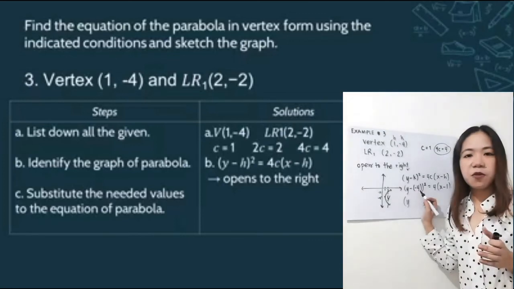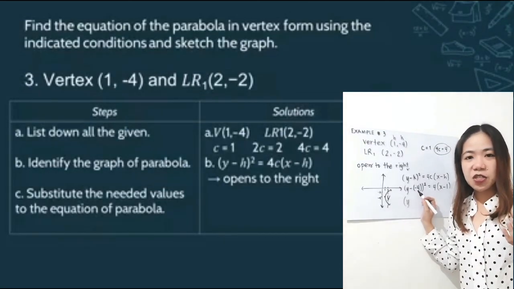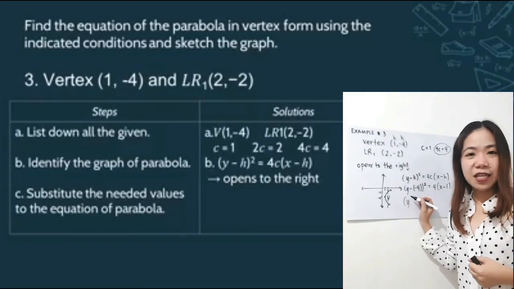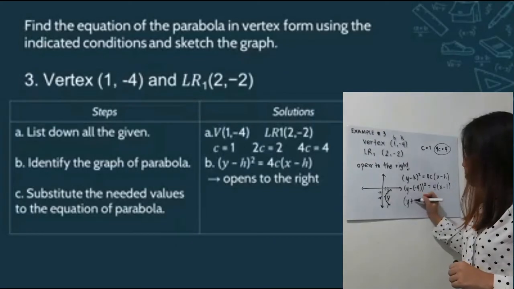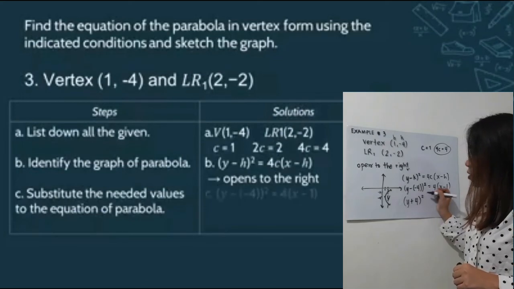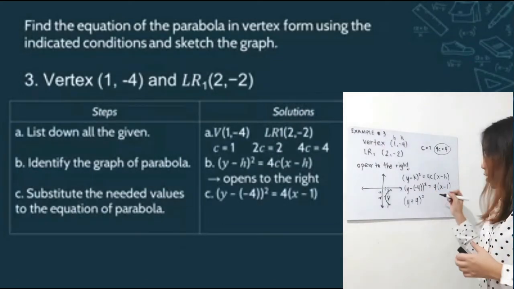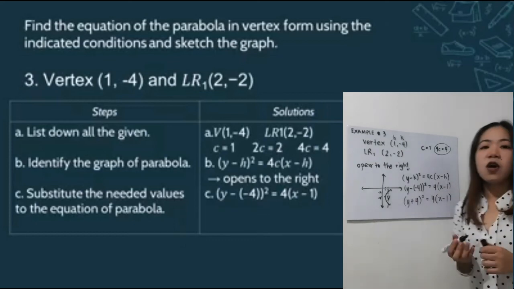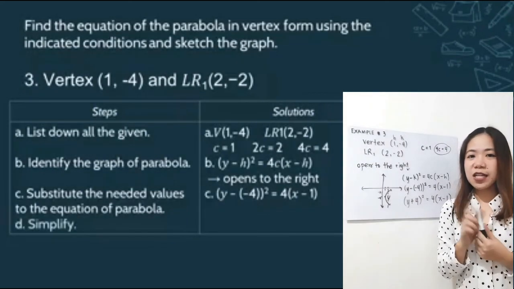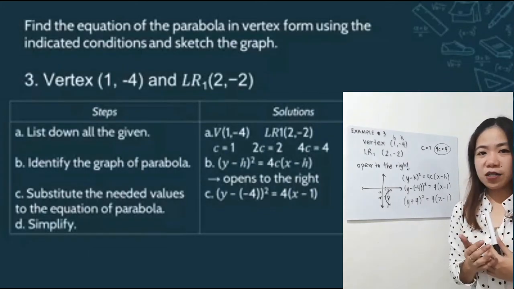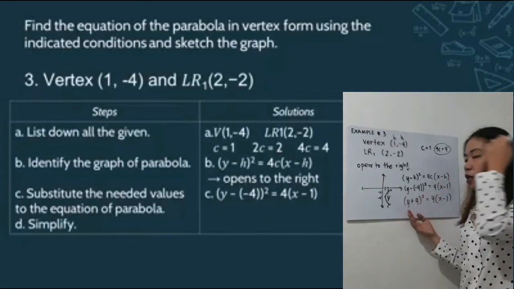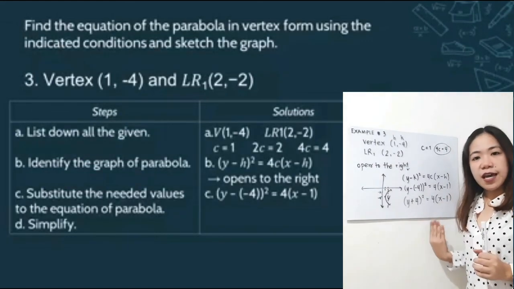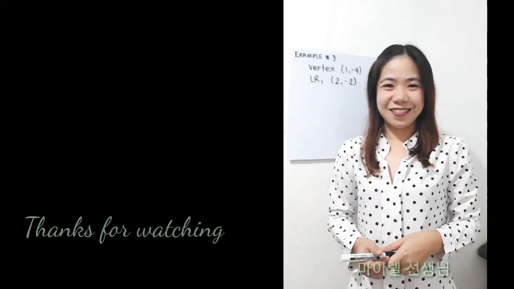Y minus negative 4, when we subtract, we have to change the sign of the subtrahend and proceed to addition, or minus negative, take it as plus. Y plus 4. The quantity of y plus 4 squared equals 4 times the quantity of x minus 1. So that will be our final answer for the last example. Example number 3, the equation of the parabola is the quantity of y plus 4 squared equals 4 times the quantity of x minus 1.